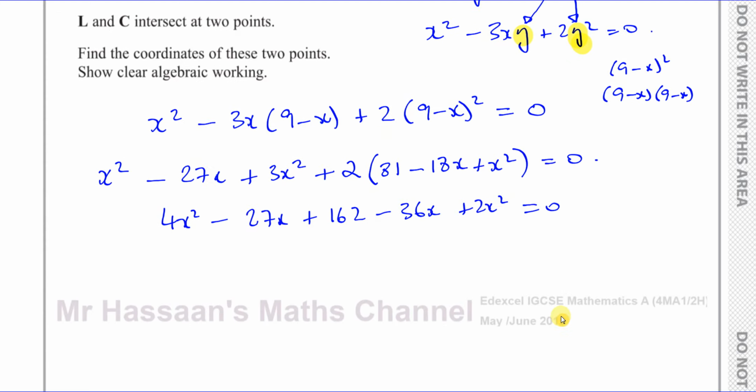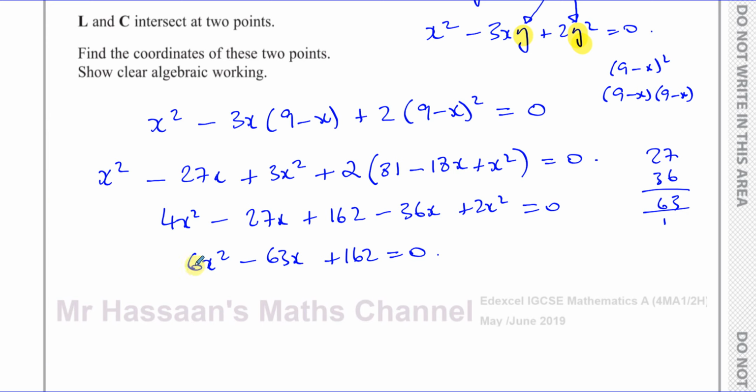Now we can combine the like terms. So 4x squared plus 2x squared is 6x squared, minus 27x and minus 36x is going to be how much? You've got 27 and 36, they both have the same sign, so we're going to add them. That's going to be 63, so that's going to be minus 63x, and then we've got plus 162, that's the only constant term, equals 0.